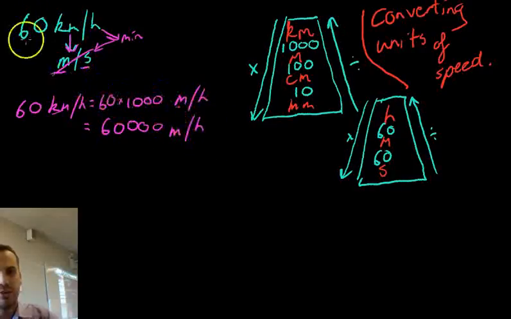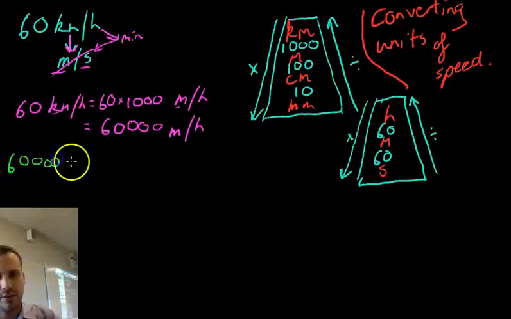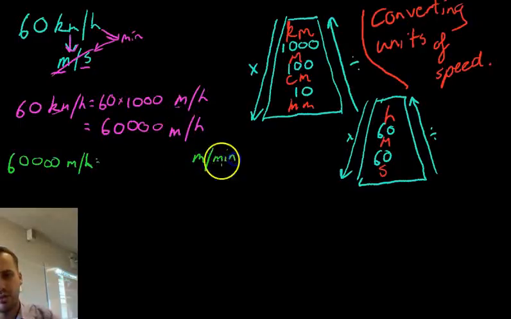Now let's start dealing with the time. Okay, so now we've got something like this. We've got 60,000 meters per hour, that's an H, and now I'm going to convert it into meters per minute. That's a bit confusing, so I'll just write MIN there. Now that'll be 60,000, and then to convert hours to minutes you need to multiply by 60.